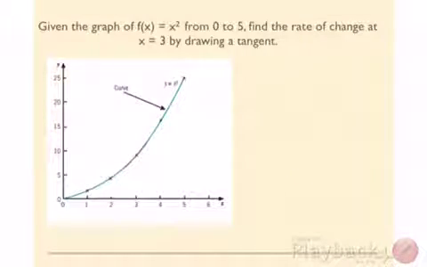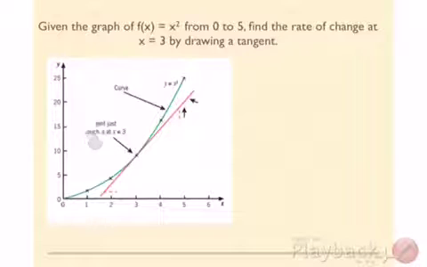Given the graph of f of x is equal to x squared, as shown below from 0 to 5, find the rate of change at x is equal to 3 by drawing a tangent. So if I look at my point x is equal to 3, I'm talking about this point here, and I want to draw a tangent. It's kind of hard on this app, so I'm just going to erase what we've already got. So if I was to draw a tangent, it would look something like this. And that's going to give me the tangent at x is equal to 3. It only touches the curve at that 1 point.